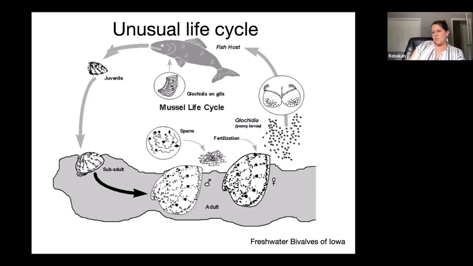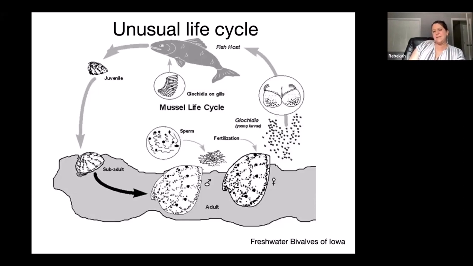So they attach to fish hosts. And so then, instead of being herbivorous, they're carnivorous. They're eating on the fish blood. Eventually, they mature enough that they drop off the fish hosts and settle down into the substrate to become these benthic filter feeding adults again.